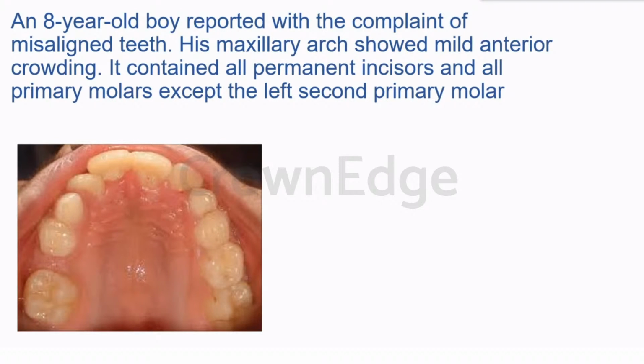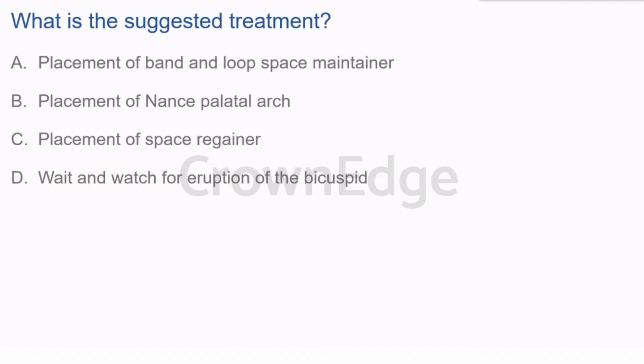An 8-year-old boy reported with a complaint of misaligned teeth. His maxillary arch showed mild anterior crowding. It contained all permanent incisors and all primary molars except the left second primary molar. Now let us see what question is asked to us. What is the suggested treatment? The options given to us are: option A, placement of band and loop space maintainer. Option B, placement of Nance palatal arch. Option C, placement of a space regainer. Option D, wait and watch for the eruption of bicuspid.